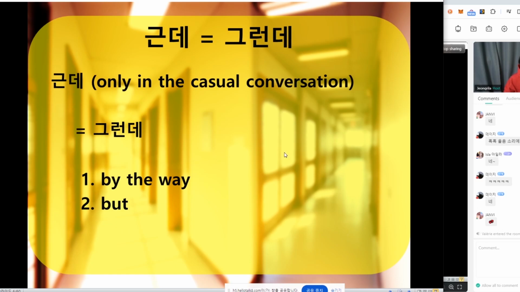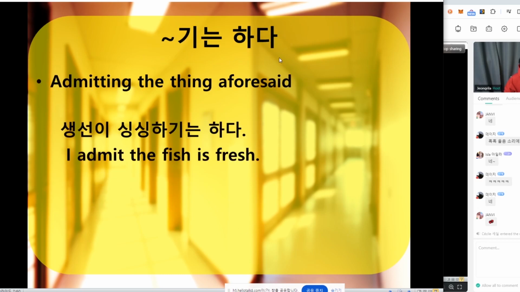And the next grammar point. Okay. 블라블라 기는 하다 is also a little bit challenging for beginners. This is also for some intermediate learners. Anyway, 블라블라 기는 하다. You can also change this part with some reflection of tense or modals. Okay? So anyway, 블라블라 기는 하다. What sort of meaning does this phrase have? Admitting the thing aforesaid. So like this, 생선이 싱싱하기는 하다. I admit the fish is fresh. But it has also some important points. After this phrase, a little bit negative sentence follows. 블라블라기는 하다. Okay? So 생선이 싱싱하기는 하다.